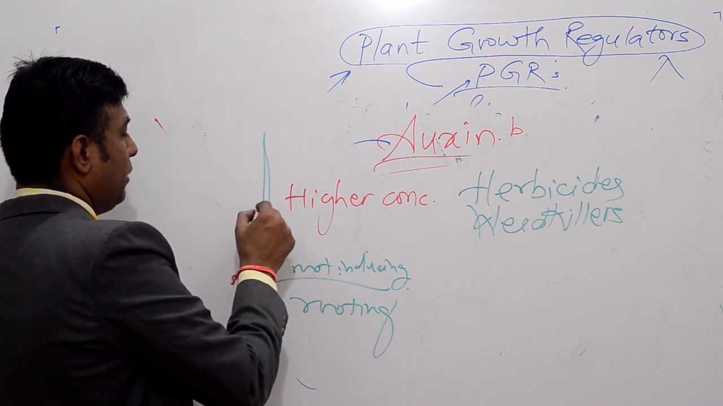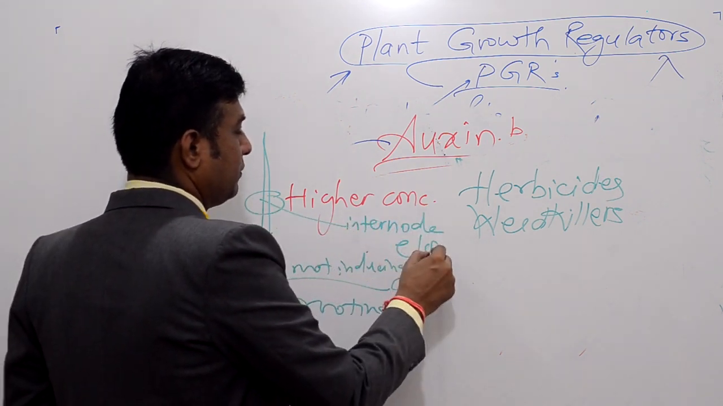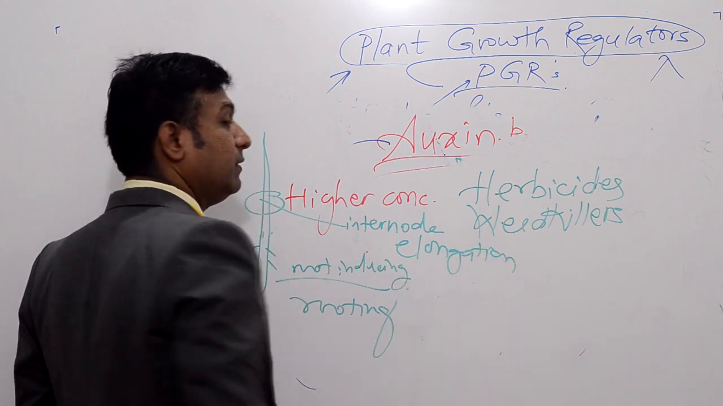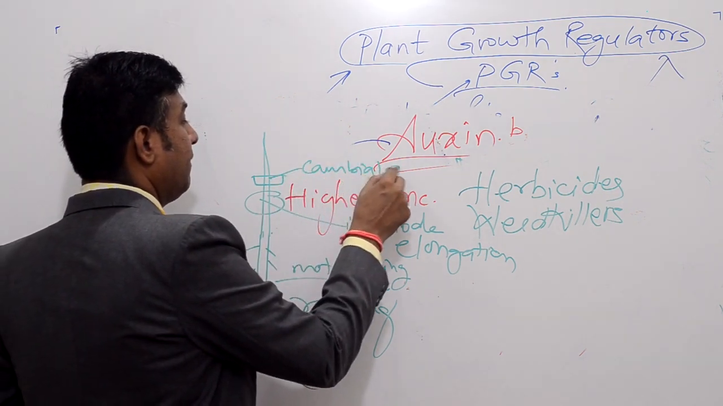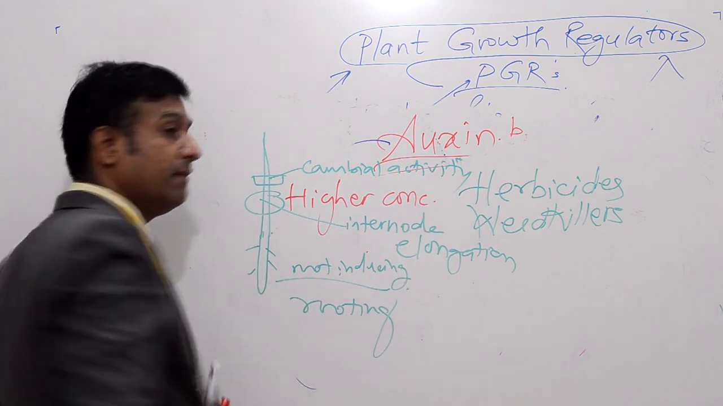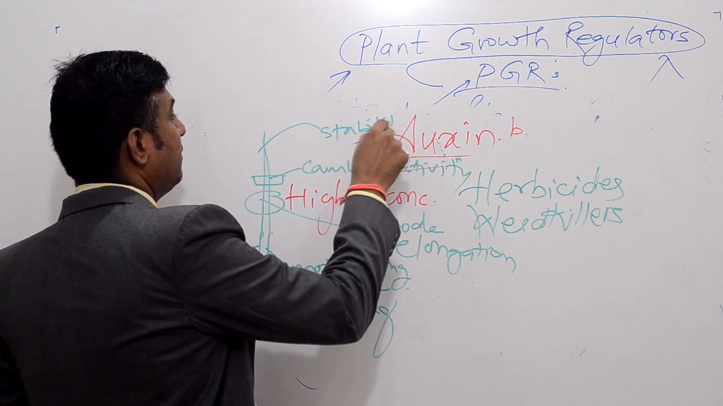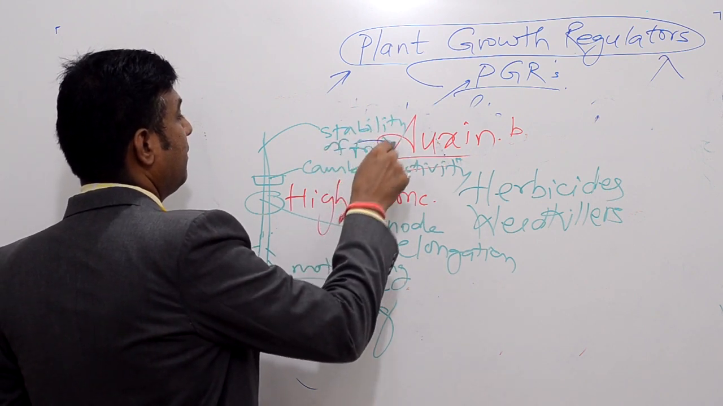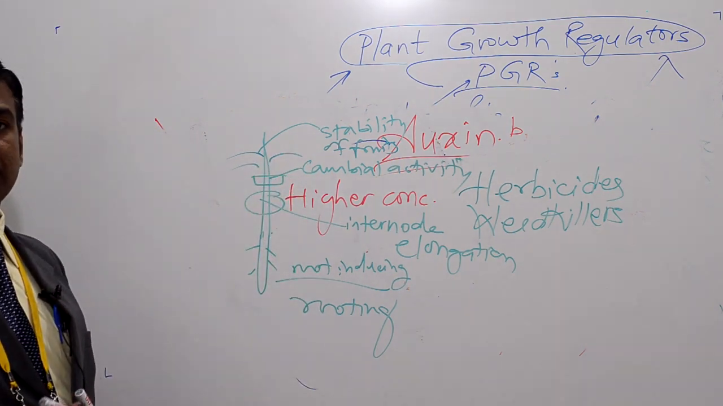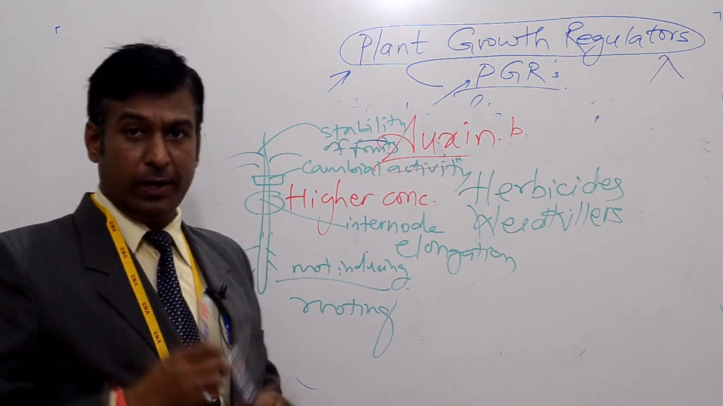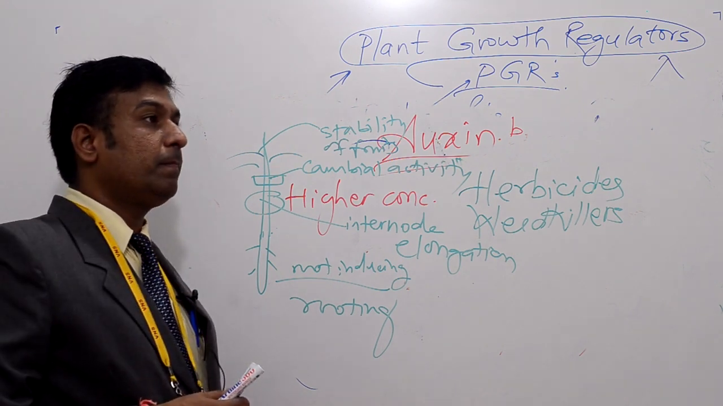They cause internode elongation. This is another feature. They cause cambial activity. They increase the stability of fruits. These are some of the features that auxins show. In the next lecture we will see the cytokinins.